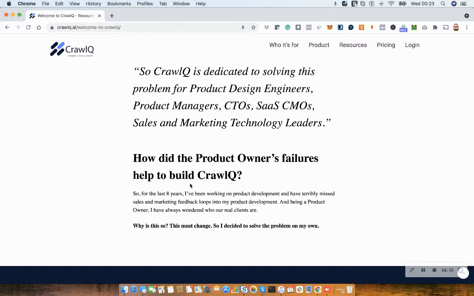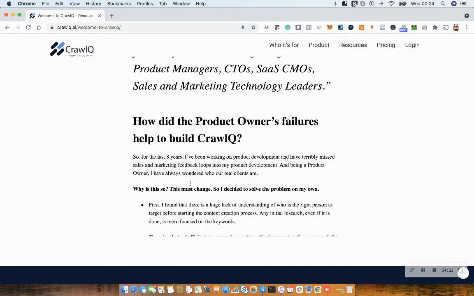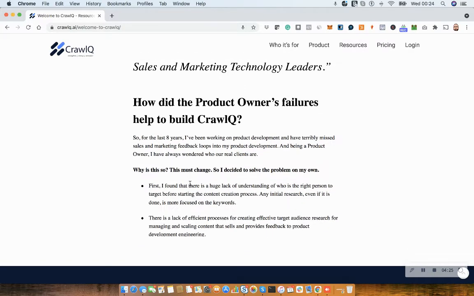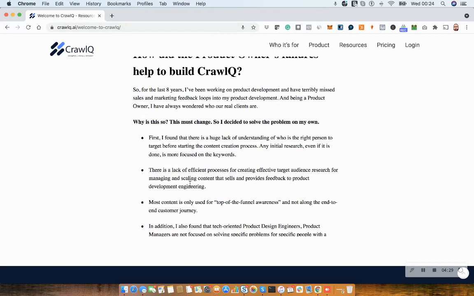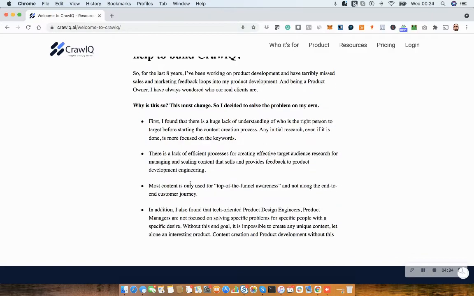For the last 8 years, I have been working on product development and have terribly missed the sales and marketing feedback loops in my product development. And being a product owner, I always wondered who our real clients are. So why is this so? This must change. So I decided to solve the problem on my own.